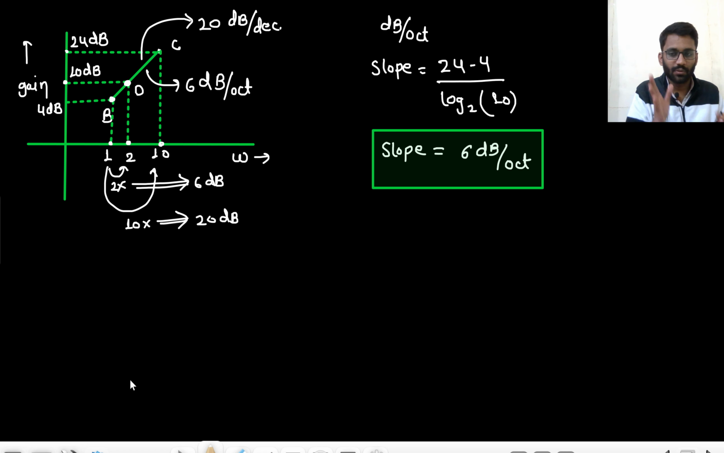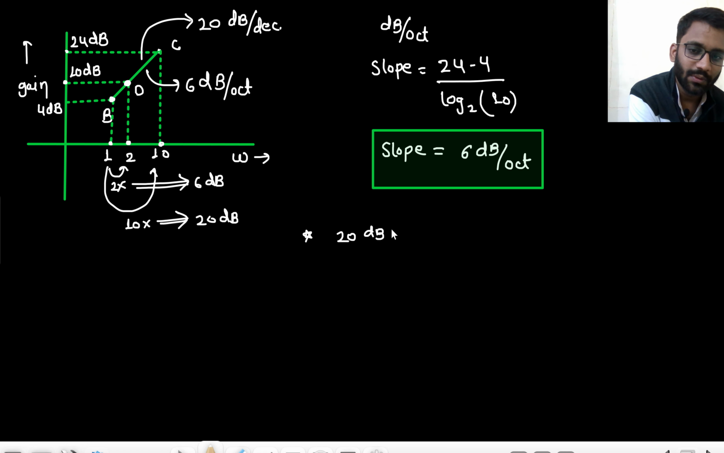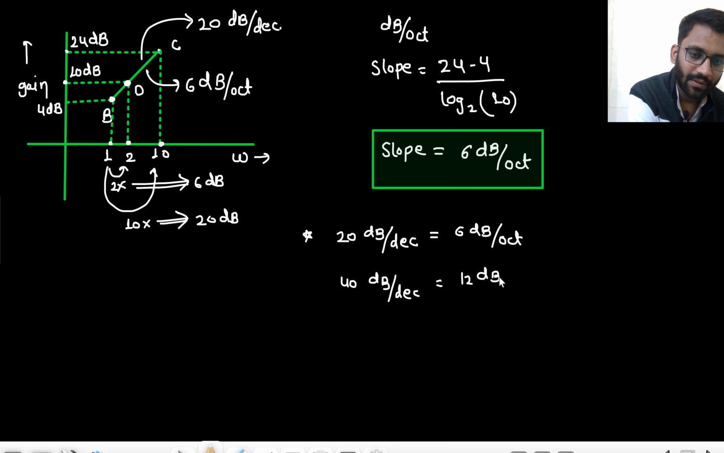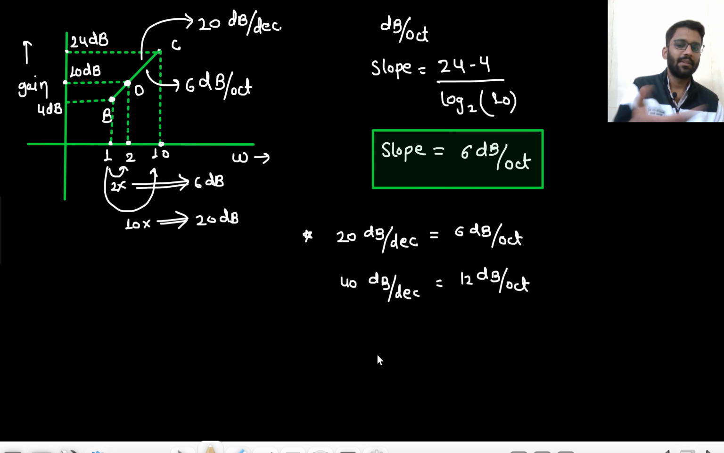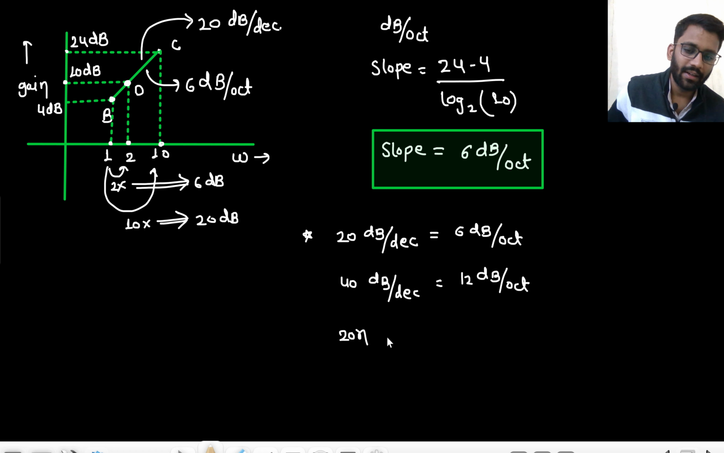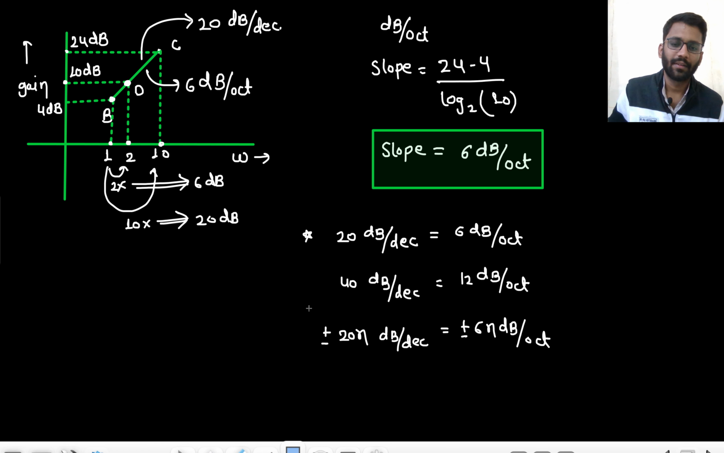Understood? So basically, in conclusion, your 20 dB per decade would be equal to 6 dB per octave. Okay. If 40 dB per decade, that means if doubled here, that means doubled here. Like 20n dB per decade, and it can be plus or minus as well. If plus is there or minus is there, that means plus minus 6n dB per octave.